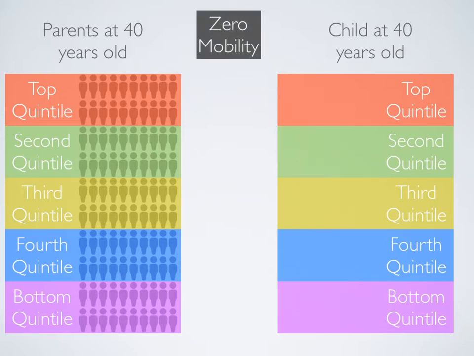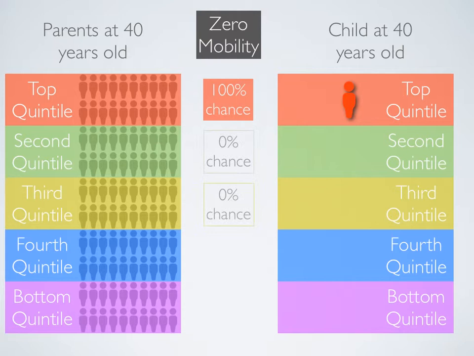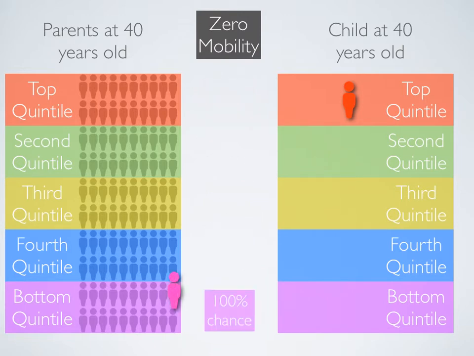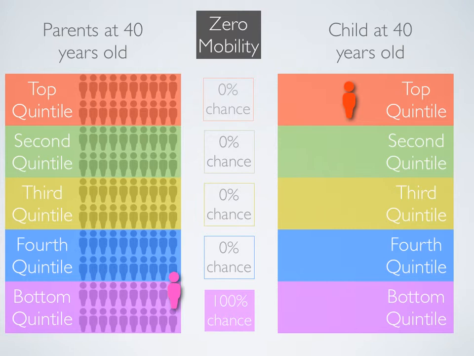In contrast, in a scenario where there is no mobility at all, children of parents in the top quintile would have a 100% chance of being in the same quintile as his parents were at the comparable age. As a consequence, they would have a 0% chance of ending up in any of the others. Similarly, a child of parents in the bottom quintile would be certain to stay in that quintile and would have no chance of moving up. This is zero mobility. In fact, in this zero mobility scenario, since no one has a chance of moving between quintiles, everyone's children will be at the same quintile as the parents were.